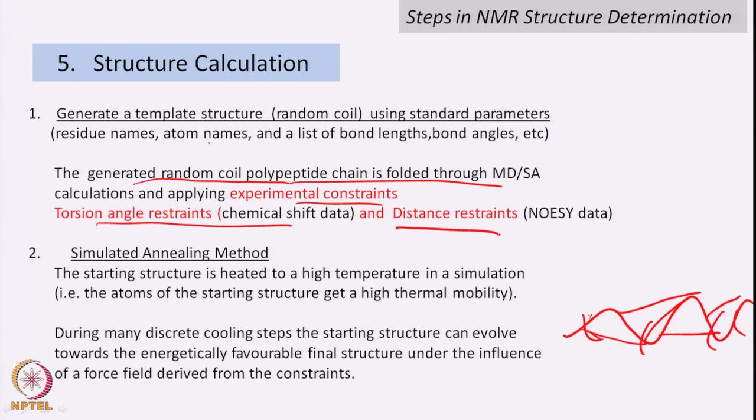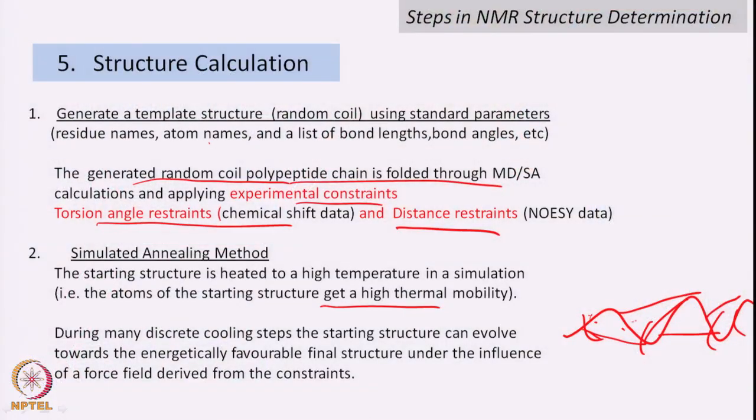So, what we do is something called simulated annealing. We start with a structure, and then this structure is heated to a high temperature in a simulation, and then the atoms of the starting structure get a high thermal mobility. So, everything at high thermal mobility is quite flexible, and then you cool it in a stepwise manner, and these restraints given by the experimental constraints will be used. So, first you heat it, then in an unbiased way slowly you cool it.